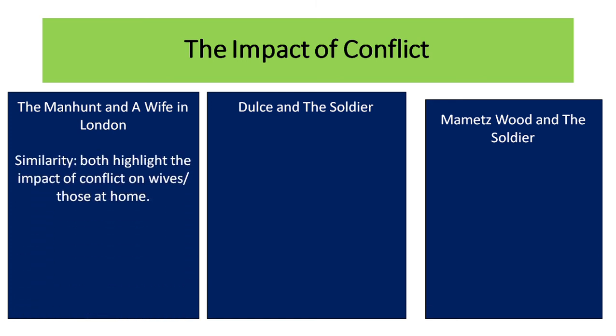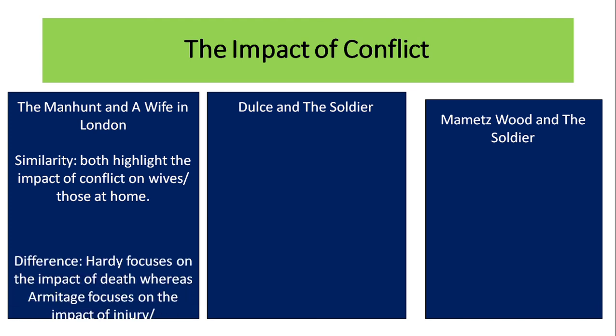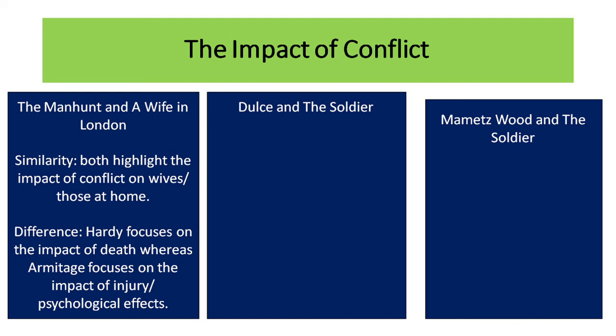So for The Wife in London and Manhunt, my similarity is that they both highlight the impact of conflict on the wives and those at home. Okay, we're not learning about the impact on the soldier, on Eddie in Manhunt, but we're very much seeing it from the wife's perspective, aren't we? And the impact on the wife as she journeys to find her husband again. A key difference though is that Hardy focuses on the impact of death, whereas Armitage focuses on the impact of injury and psychological effects, not only on him but on his wife as well.